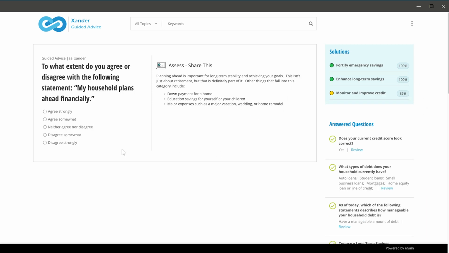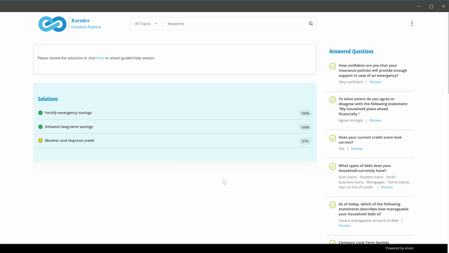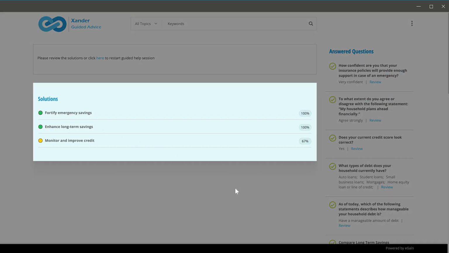Completing the last 2 questions in this use case with agreeing that they plan ahead financially and are confident that they have complete insurance coverage, we now see our cart of solutions to work on with the customer.